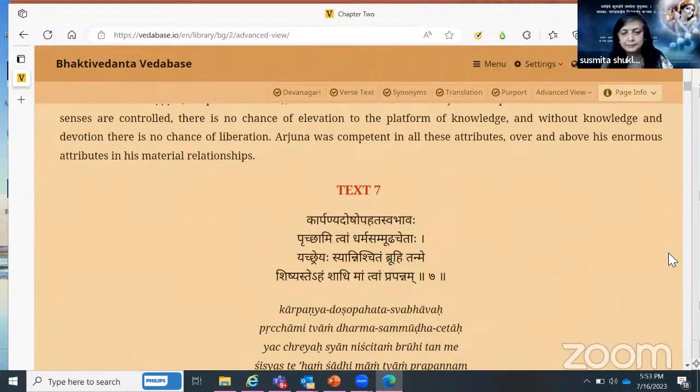Now, Karpanya dosho. Karpanya is miserly weakness. Upahat is inflicted. Swabhav is characteristics.